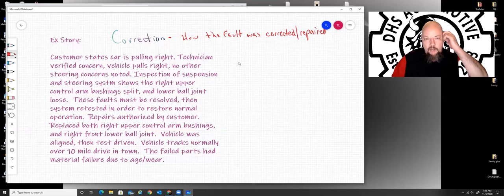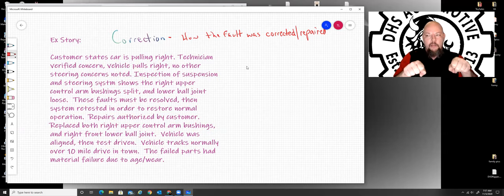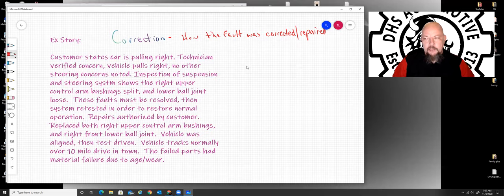For example, say you have a car that is pulling right, okay? Customer states the car is pulling right. So technician verifies the concern, the vehicle does pull to the right, and no other steering concerns is noted. So that means that the car is driving down the road, okay? The technician has his hand on the steering wheel, and he lets go a little bit, gives that steering wheel a little bit of float, but doesn't really let go because it's dumb to do when you're driving, right? And the car starts to creep on over. Creep, creep, creep. Not wanted while you're driving, okay? So he says, yes, it indeed pulls to the right.